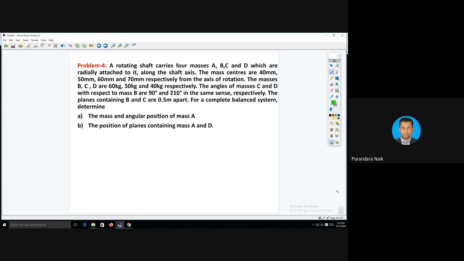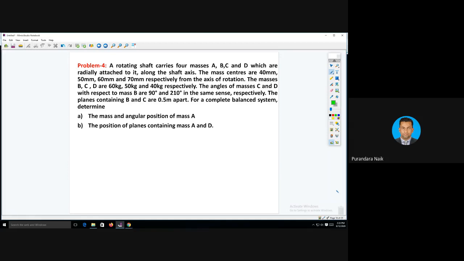So the mass A is not given here, the magnitude is not given, angle is not given. Second question, the position of planes containing mass A and D. What exactly the position of mass A and D means is the distance between the planes. Here all four masses are rotating in different planes.